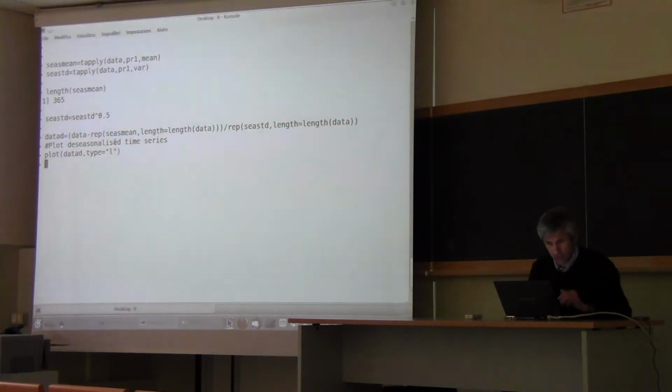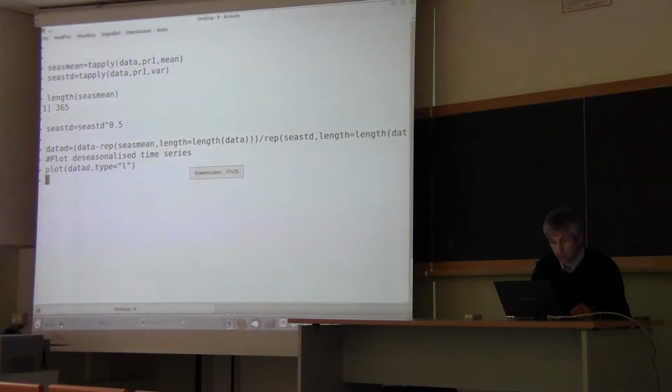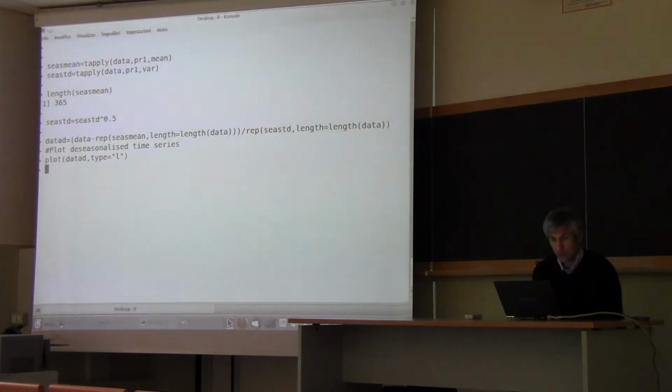Now, let's see these two instructions. Data d, I am defining a variable, a vector which is called data d. Data d is given by data minus, if you look at the screen, the repetition of the seasonal mean up to a length that is the same length as the data. The result of the difference is divided by the repetition of the seasonal standard deviation up to a length that is the same as the data.